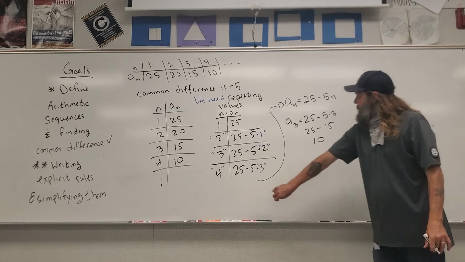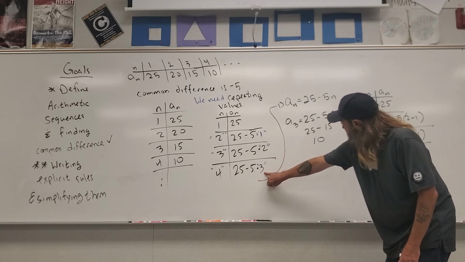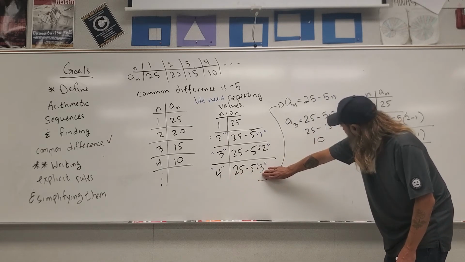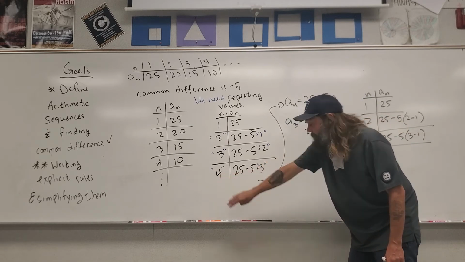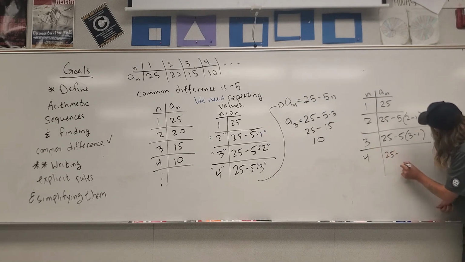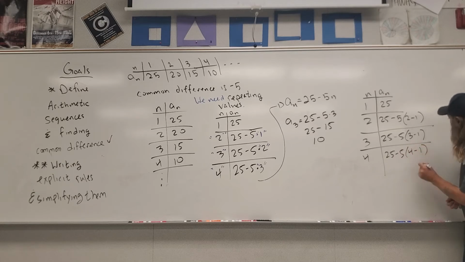So the fourth position is 25 minus 5 times 3. But I can't use the number 3. I have to have 4 repeating right here. So how do I get the value 3 using the number 4? I write it like this: 25 minus 5 times 4 minus 1.